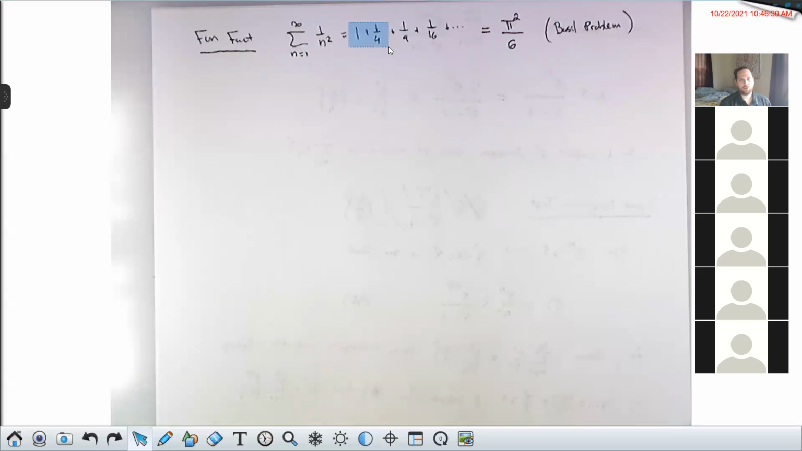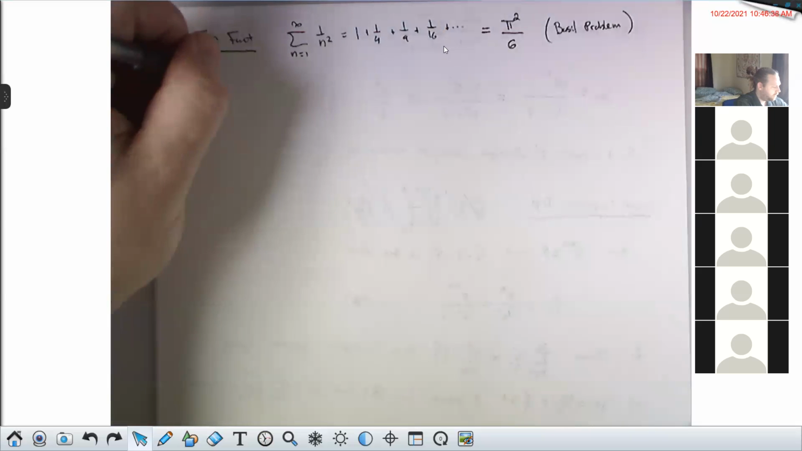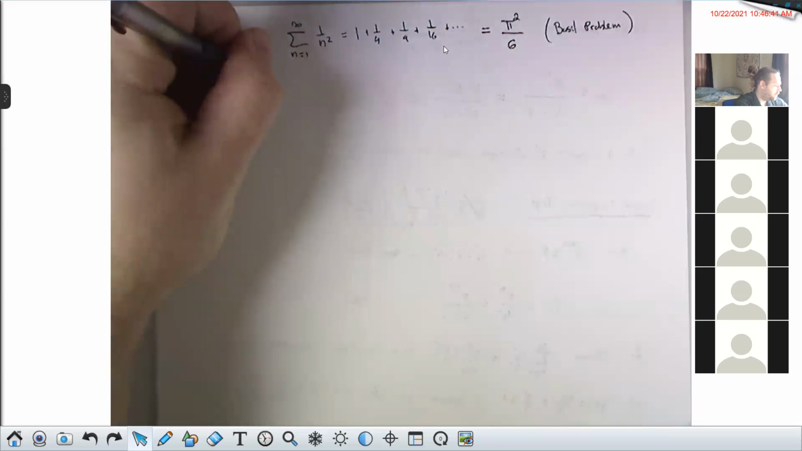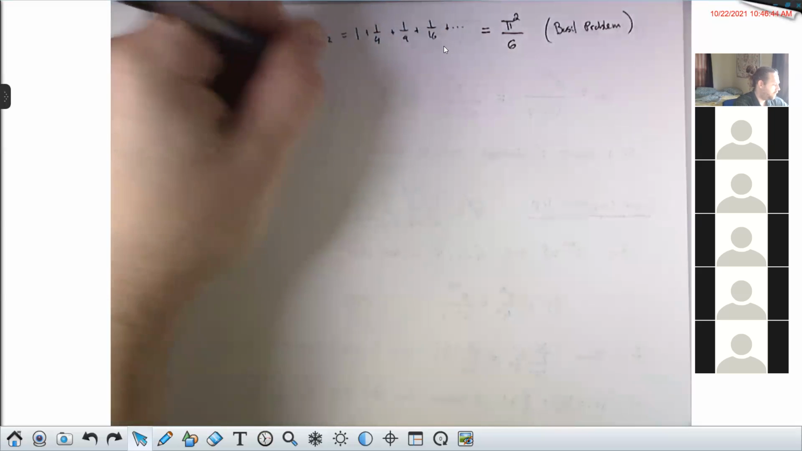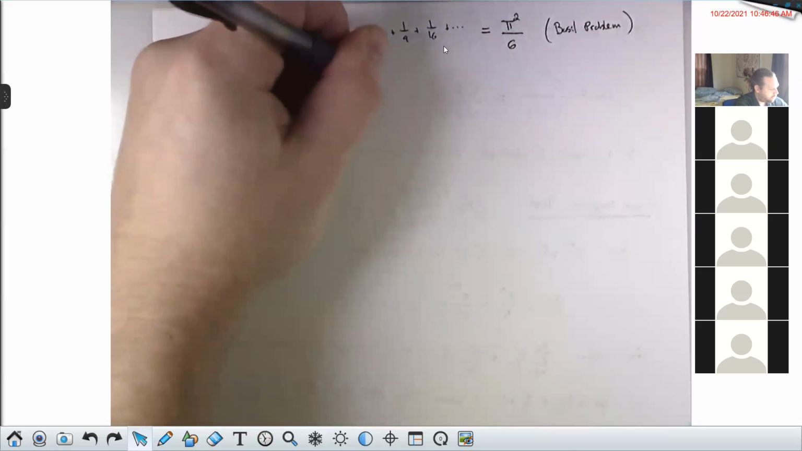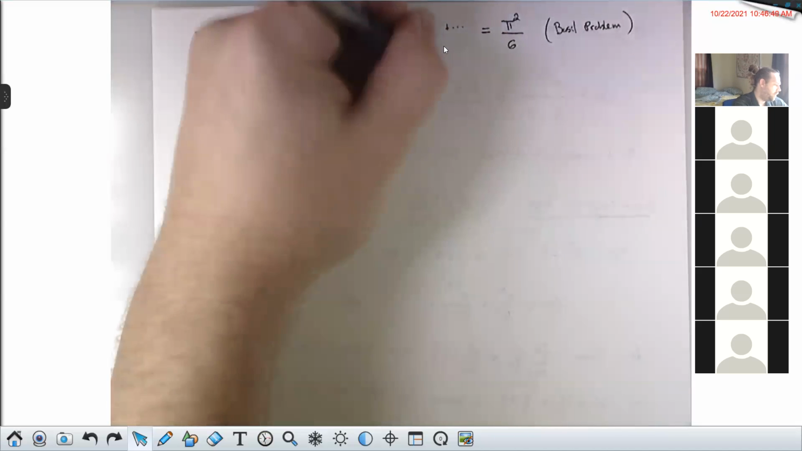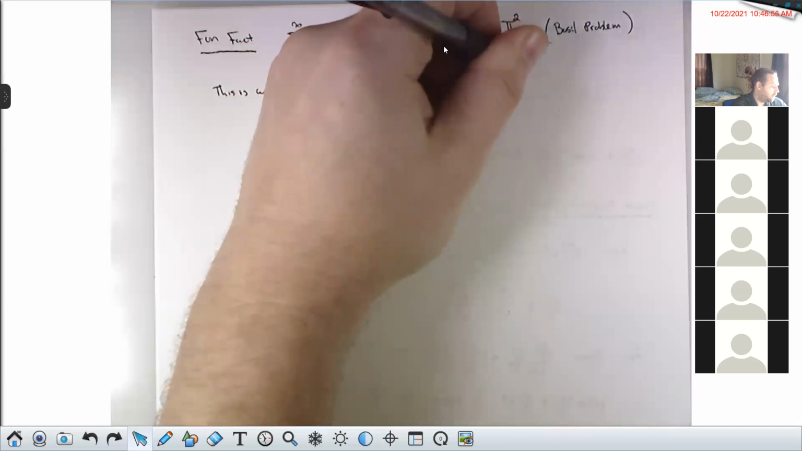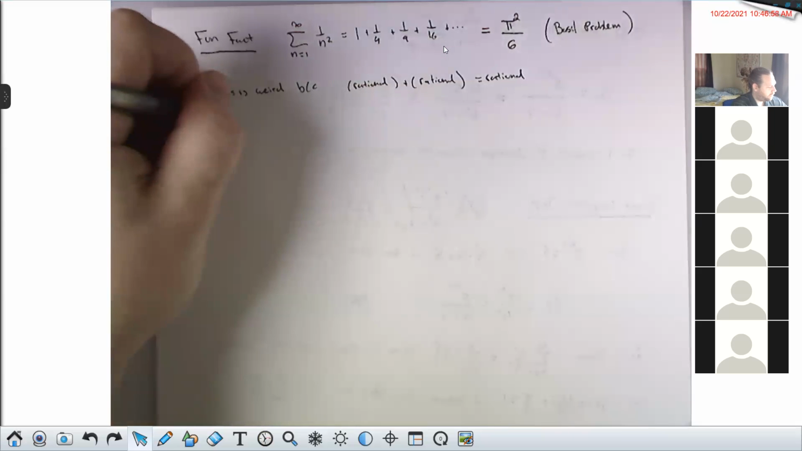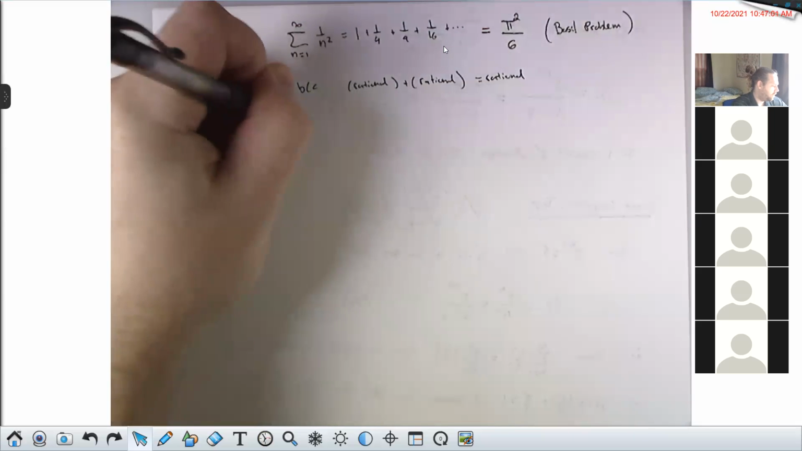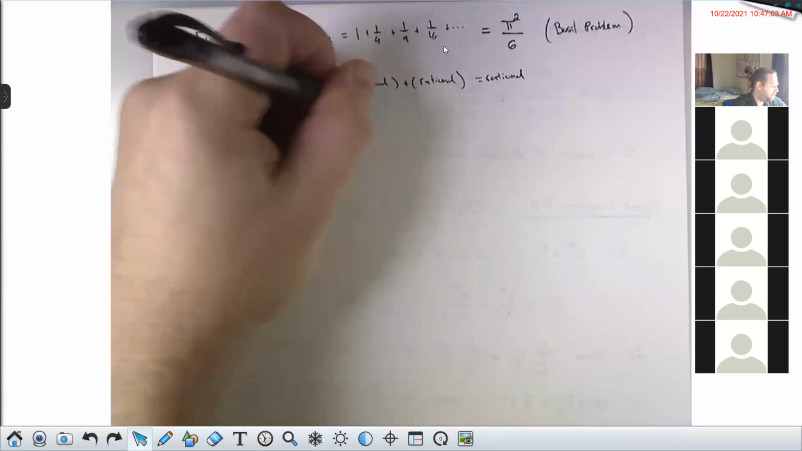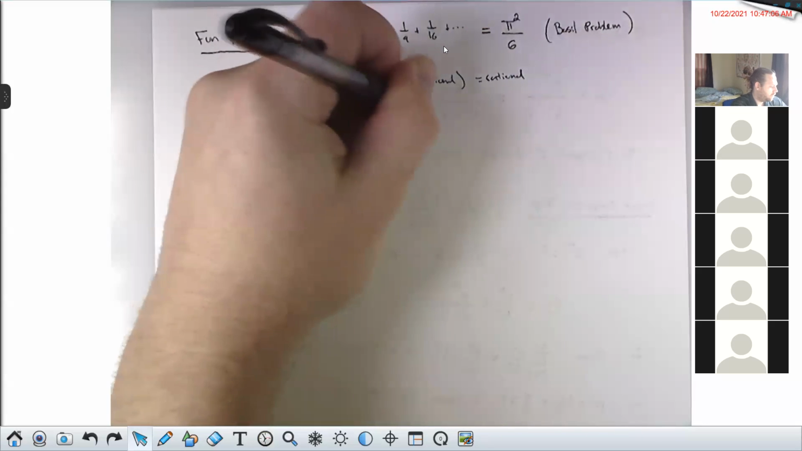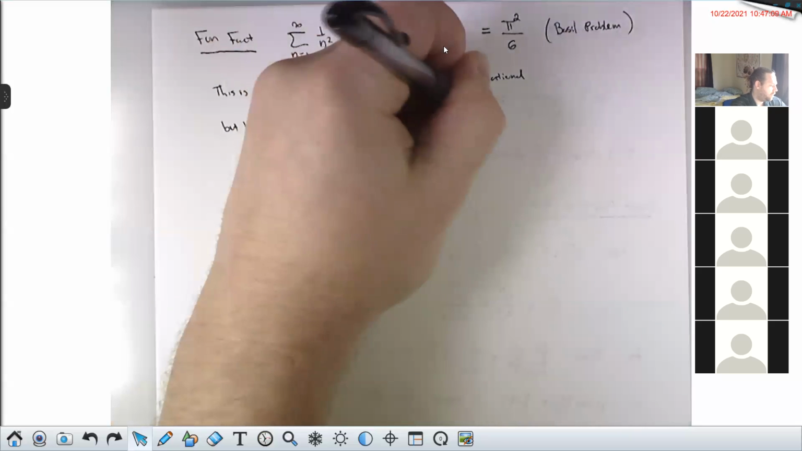You see, if you add two rational numbers, like 1 and 1/4, or 1/4 and 1/9, or 1/4, 1/9, and 1/16, you always get a rational number. This is weird, because a rational number plus a rational number is always a rational number. But here we have a bunch of rational numbers adding up to the very irrational number pi squared over 6.